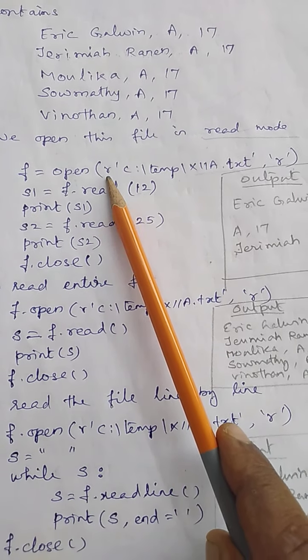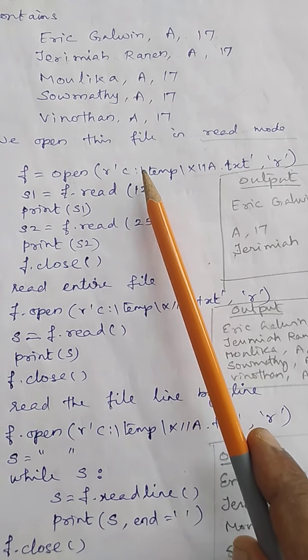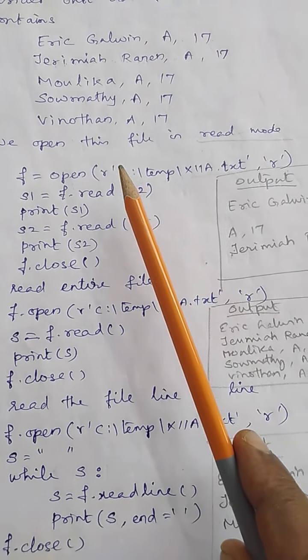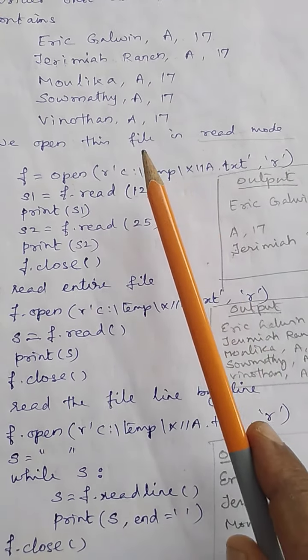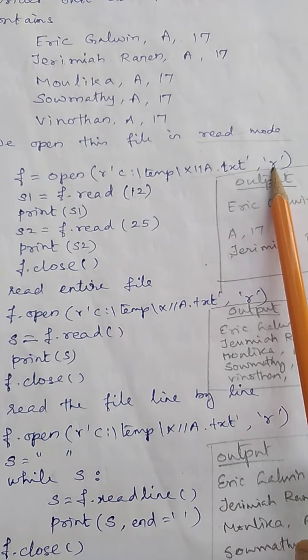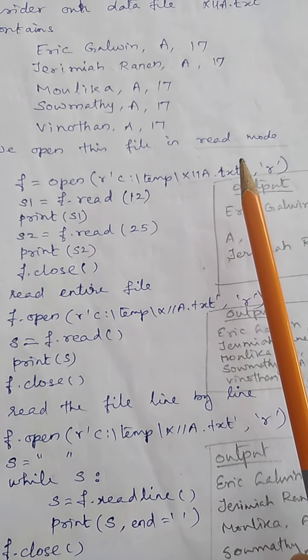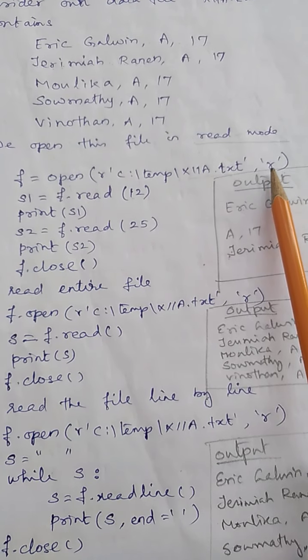Here the character R specifies that instead of a double slash, the single slash refers to the folder alone. So we are using this R. Now we are opening the file in read mode, so for read mode we can use R. If it is a text file we can use R. If it is a binary file we have to use RB.